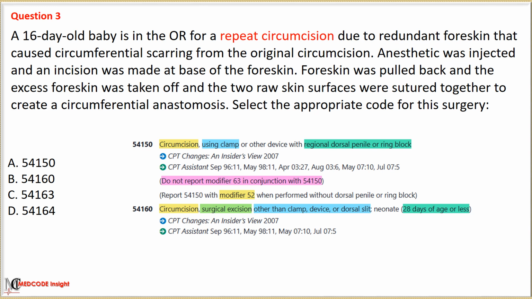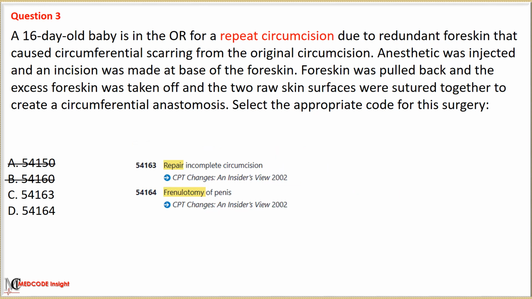Based on this, we can easily eliminate options A and B. The codes given in both options are used for initial circumcision procedures, not for revisions or repairs.